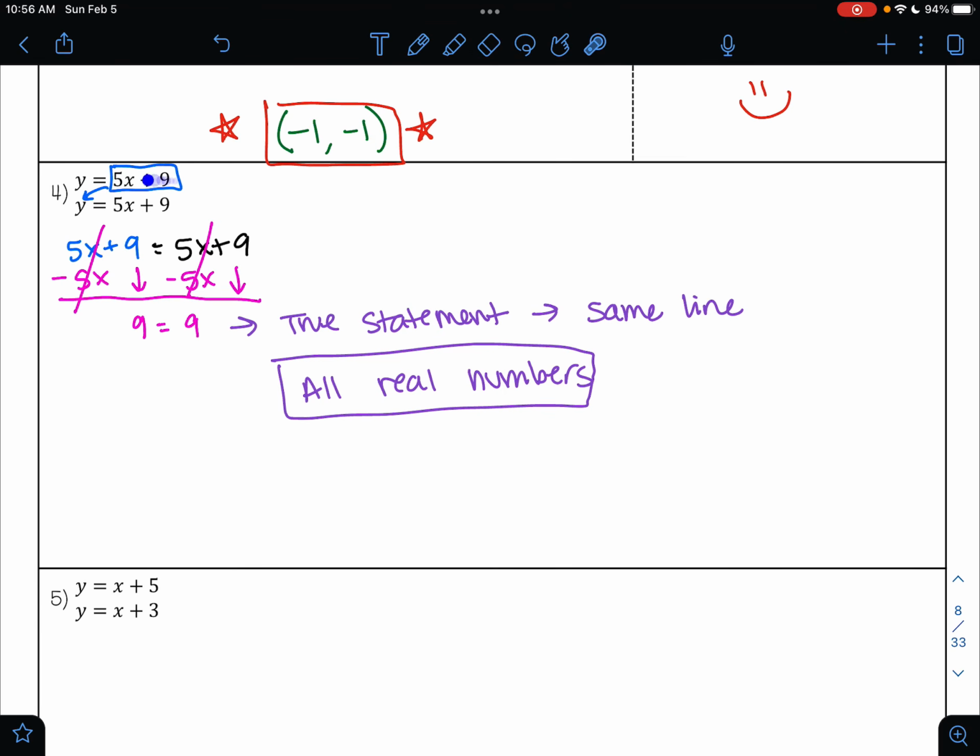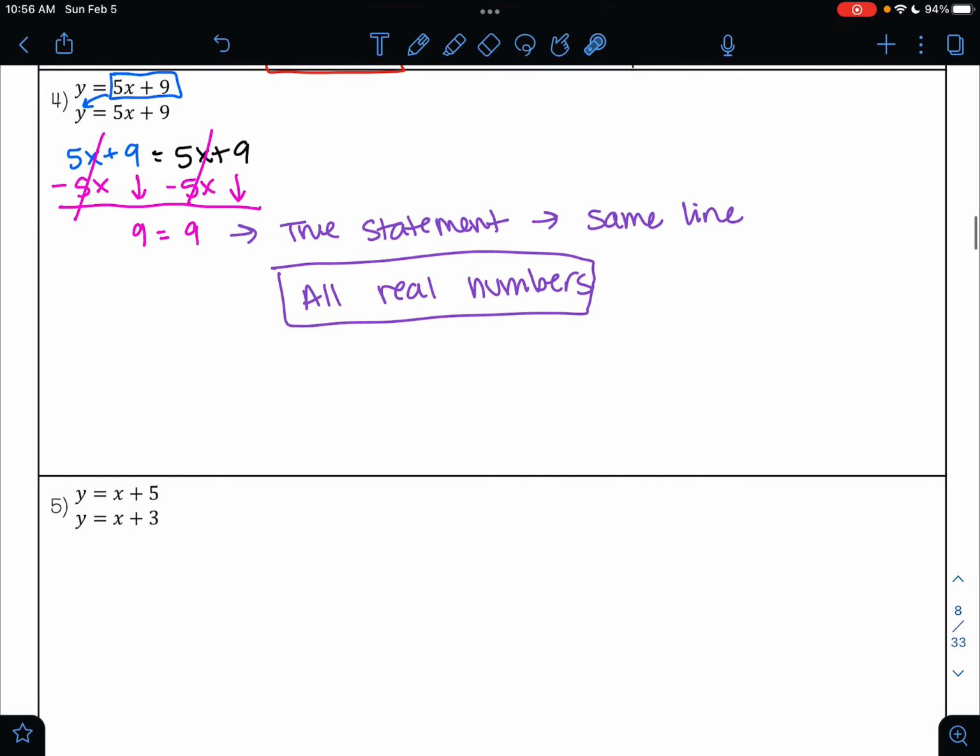Now, if you notice in the beginning that these two equations were identical, you could have skipped this step. If you notice that these were the same exact line right from the beginning, you could say, oh, same line. That means my answer is all real numbers. So you can work smarter, not harder here. If you notice that they're the same, you can jump right to this solution.